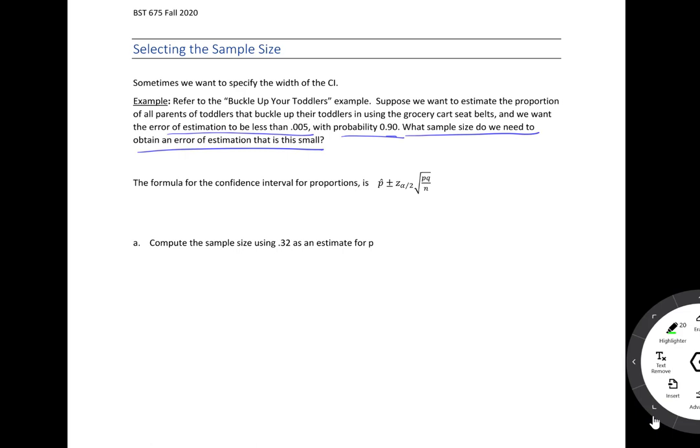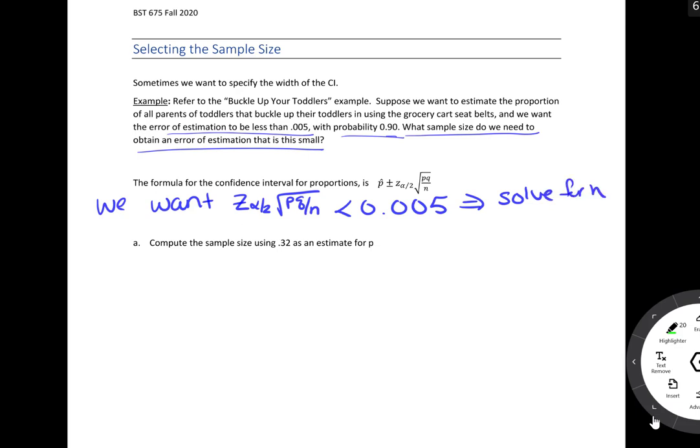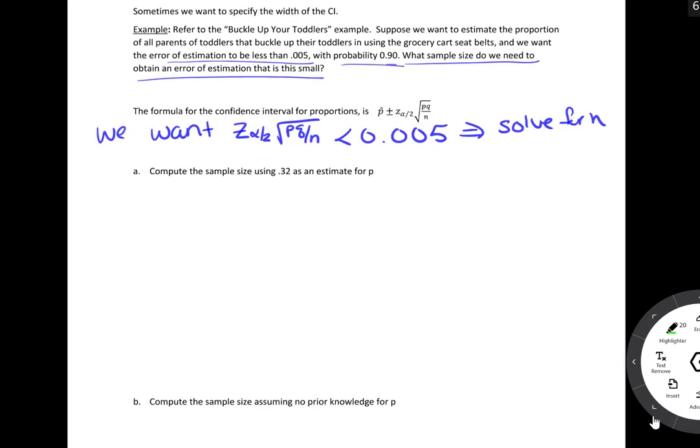So recall that here we have the formula for the confidence interval. What we're saying is we want the margin of error, which is equal to z alpha over 2 times the square root of pq divided by n, to be less than 0.005. So what we could do is solve for n. The first thing we're going to do is compute what sample size we would need if we use 0.32 as an estimate for p. So again, we're going to assume that p is approximately 0.32. That comes from the example and the data that we saw earlier.